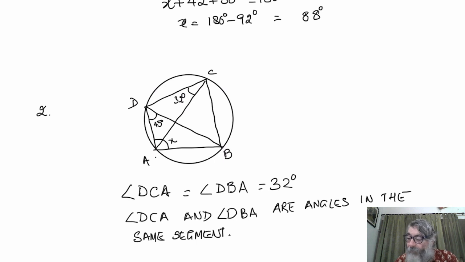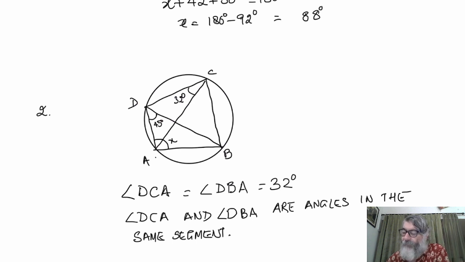So the angle between chord AD and DCBA is a segment. So angles in the same segment of a circle are equal. If it is 32, this angle will also be 32. You are saying this is 45, this should be 45. Yes, that can be done also. I'll just show it to you.